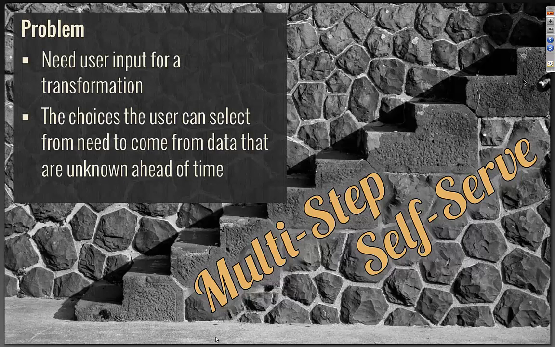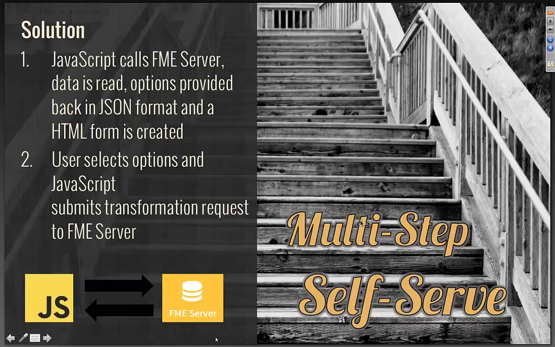And that's where you have Multistep SelfService. If you go to the next one here, the way that works is you have one workspace that provides JSON that is the actual options. It looks at some data, maybe you uploaded some, maybe you have something in a database table, looks at that information, that data, and provides some options.